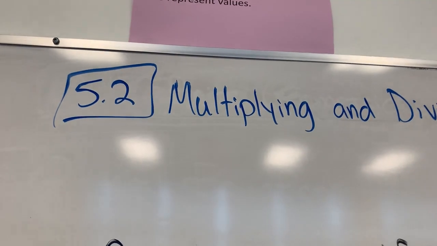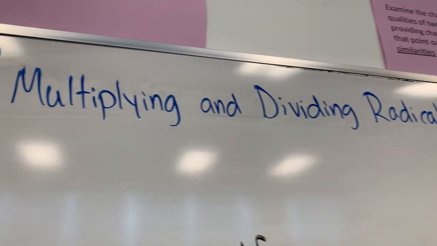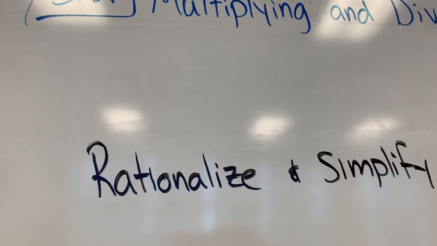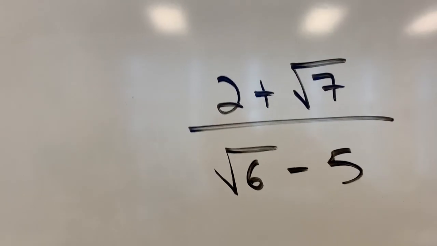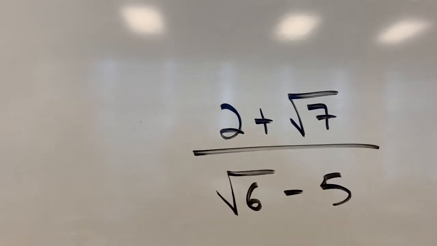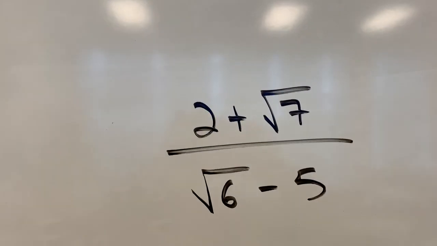Math 20s, this example is an extra rationalizing example out of 5.2, multiplying and dividing radicals. We're asked to rationalize and simplify it, but this time we're given an expression a bit more complicated. It has a numerator and a denominator that each have a plus or a minus sign in them.